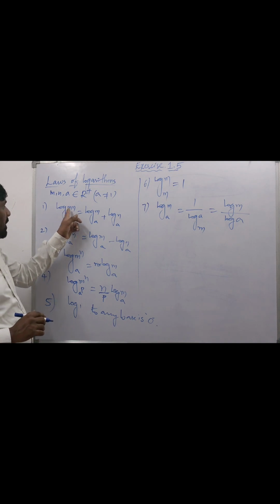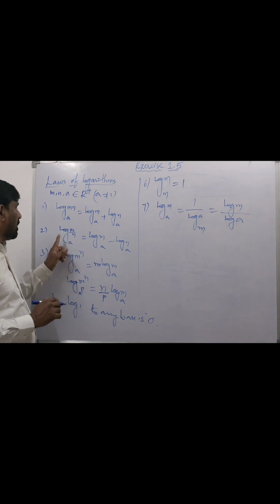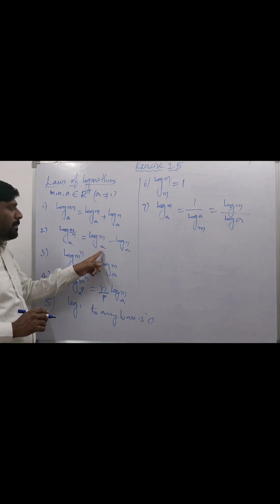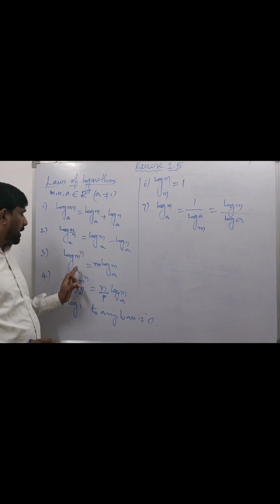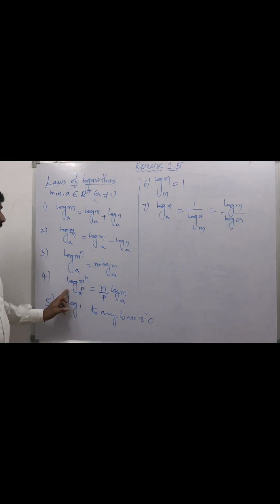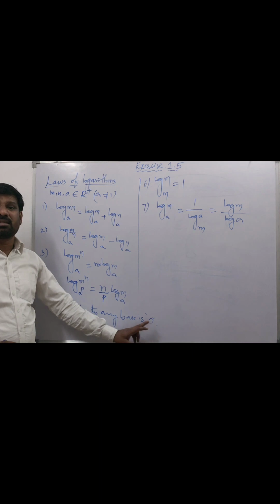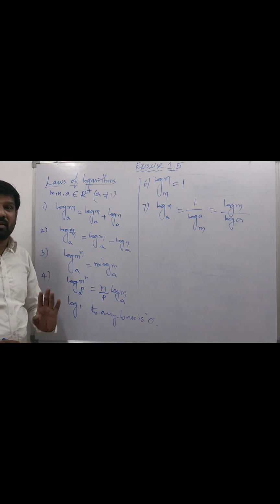Logarithm of product, log m into n to the base a, is equal to log m to the base a plus log n to the base a. Log m by n to the base a is equal to log m by log a minus log n by log a. Next, log m to the power n to the base a is equal to n into log m to the base a. Logarithm of m power n to the base a power p is equal to n by p into logarithm of m to the base a. Logarithm of 1 to any non-zero base is always 0.